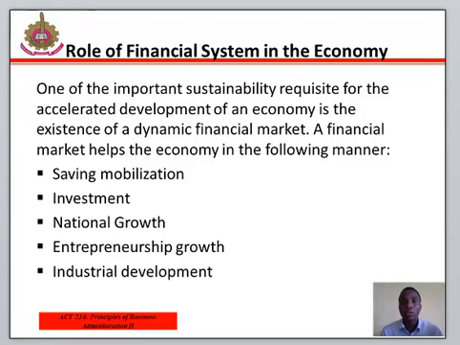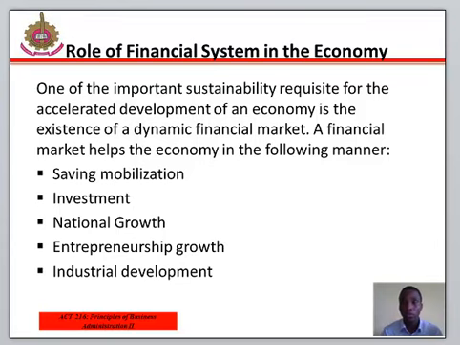Another role is the role of investment. Financial markets play a crucial role in arranging to invest funds thus collected in those units which are in need of the same. Then we have national growth. An important role played by financial markets is that they contribute to the nation's growth by ensuring unfettered flow of surplus funds to deficit units.